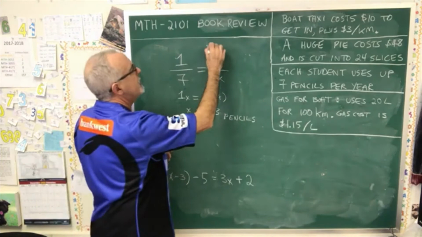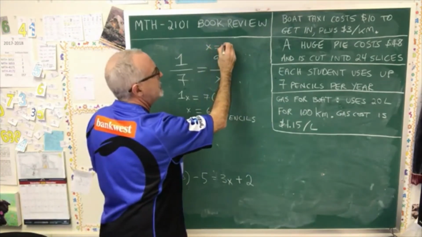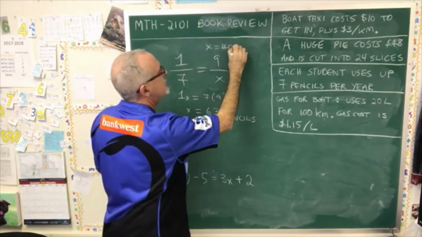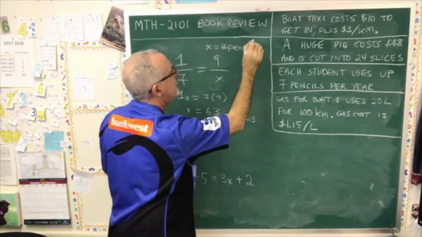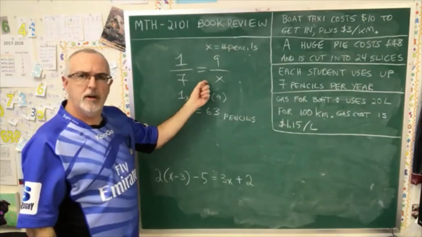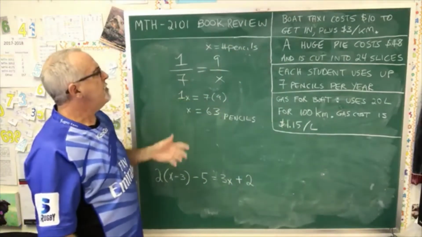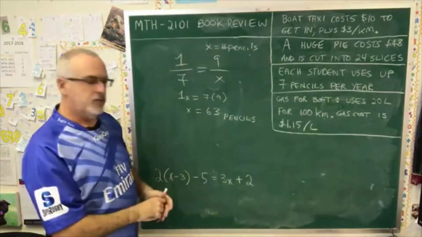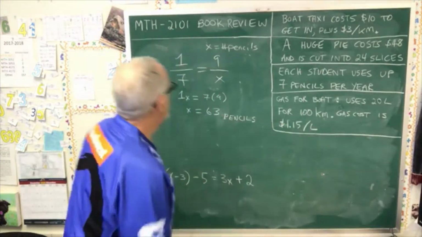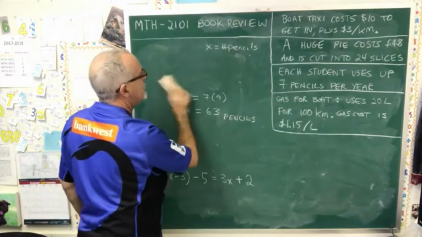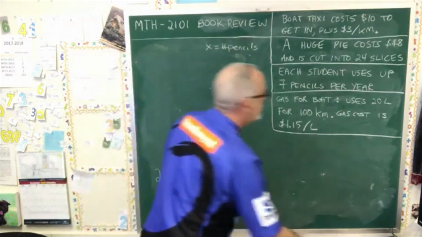I am defining x as number of pencils, and I've created an equation. This is an algebraic model. But it's not the only way of making an algebraic model from this situation. I can say I'll still make x equal to the number of pencils.